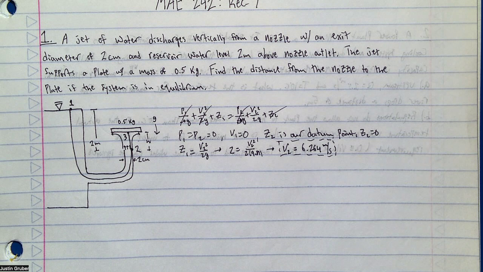But the next step is, okay, what do I want to draw as my control volume? Obviously, it's going to have to encompass some part of the plate, because that's the external force we're going to be worried about.